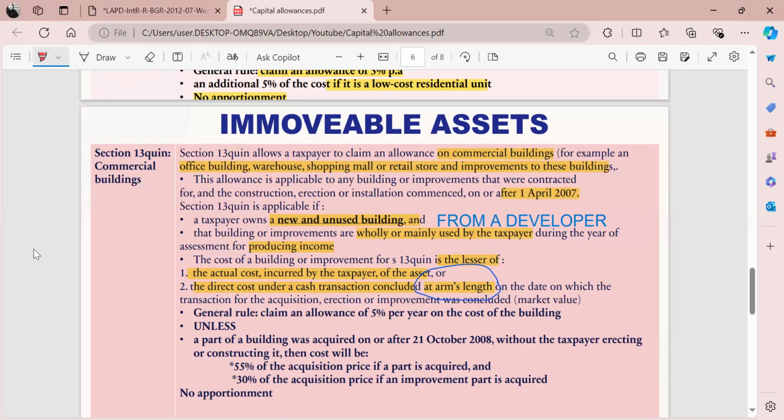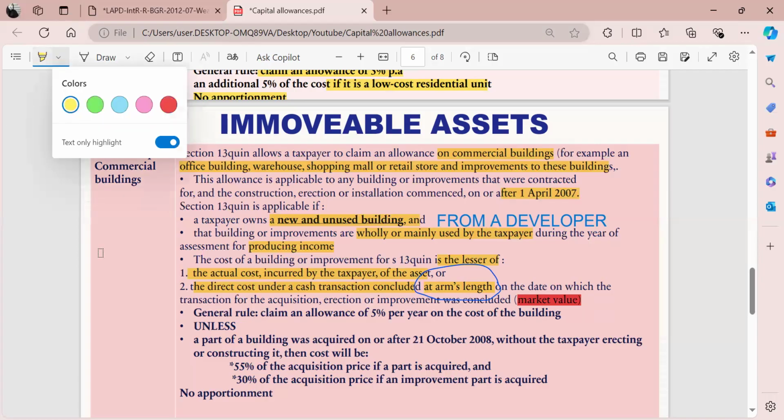Okay, so the direct costs under a cash transaction concluded at arm's length on the date on which the transaction for the acquisition, erection, or improvement was concluded. So that is the market value. So in simple terms, we are going to claim this capital allowance on the lower of the cost and the market value. But also, like I said, depending on what the arm's length value is, and also depending on whether there's a connected persons relationship. So please go look up the definition of connected persons. Go look up the definition of arm's length, because that's going to affect the capital allowances that you can claim.